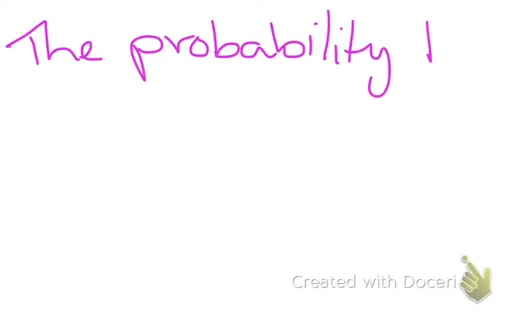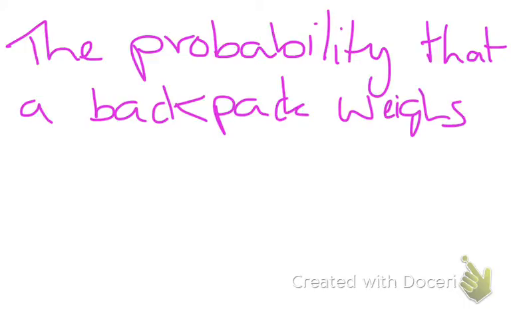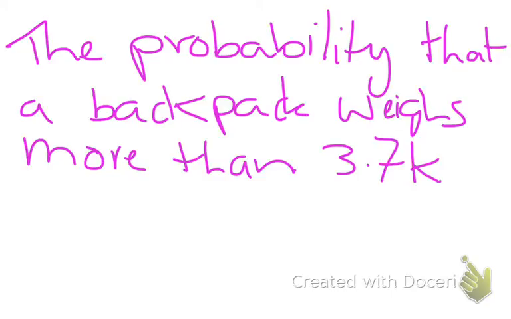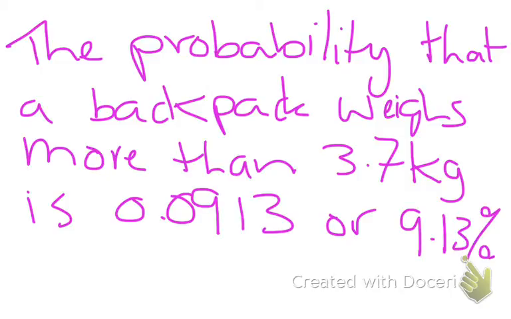And so we're going to say the probability that a backpack weighs more than 3.7 kg is 0.0913. Or if you want to express it as a percentage, you could write it as 9.13%. And there we go.